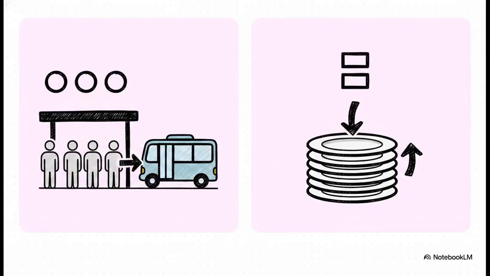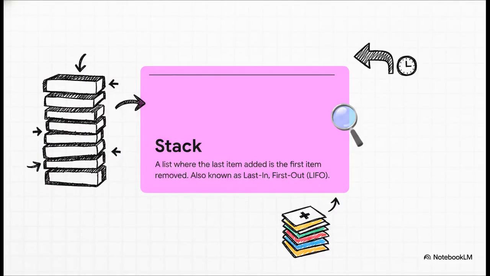Okay, so check this out. If a queue is like a line for a bus, right? First one in is the first one out. Our second concept, a stack, is totally different. It's more like a stack of plates. You put the new plates on top, and when you need a plate, where do you take it from? The top, the very last one you put on. So, this is what we call a last in, first out principle, or LIFO for short.